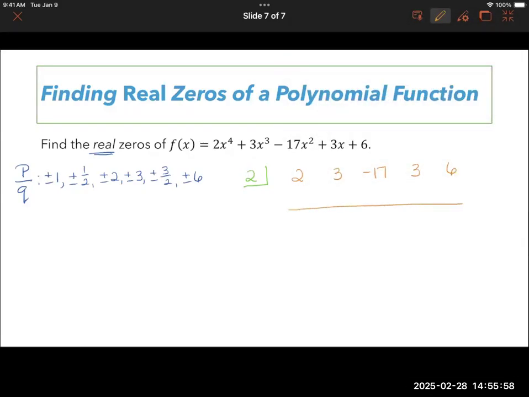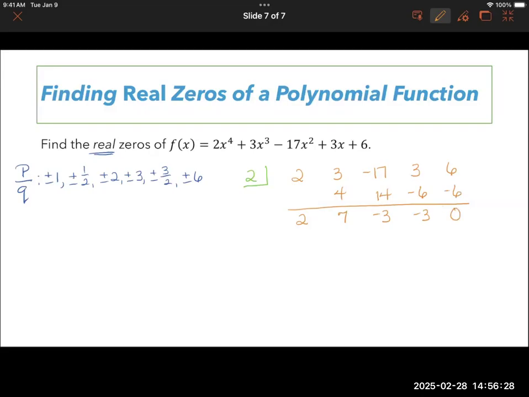And so when I go to do my synthetic division now, I bring the 2 down. 2 times 2 is 4. 3 plus 4 is 7. 2 times 7 is 14. Negative 17 plus 14 is negative 3. 2 times negative 3 is negative 6. 3 plus negative 6 is negative 3. 2 times negative 3 is negative 6. And 6 plus negative 6 is 0.